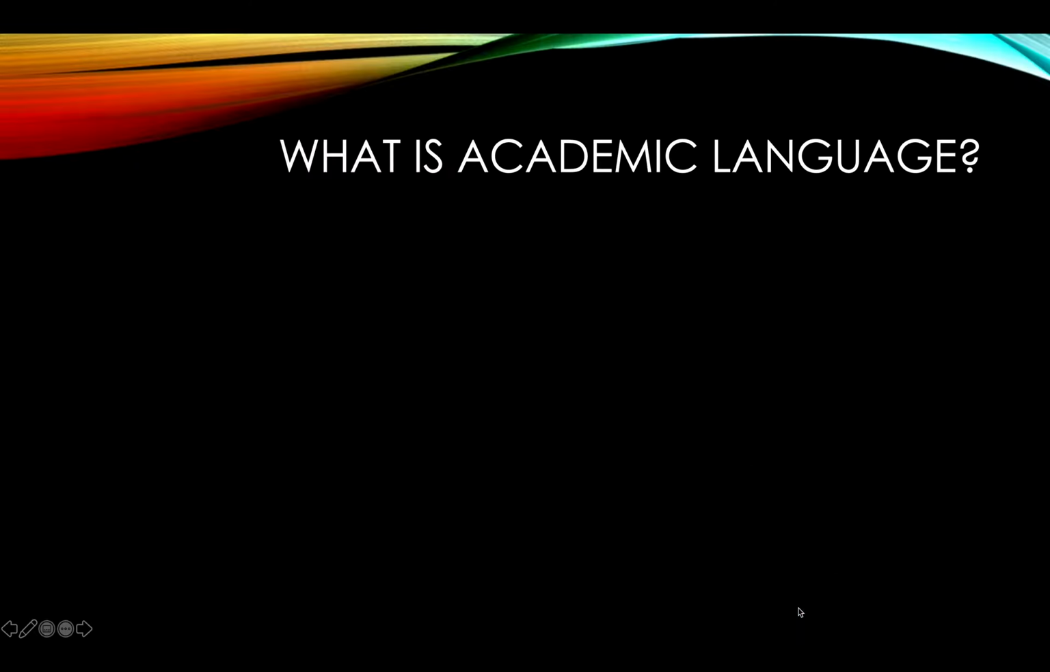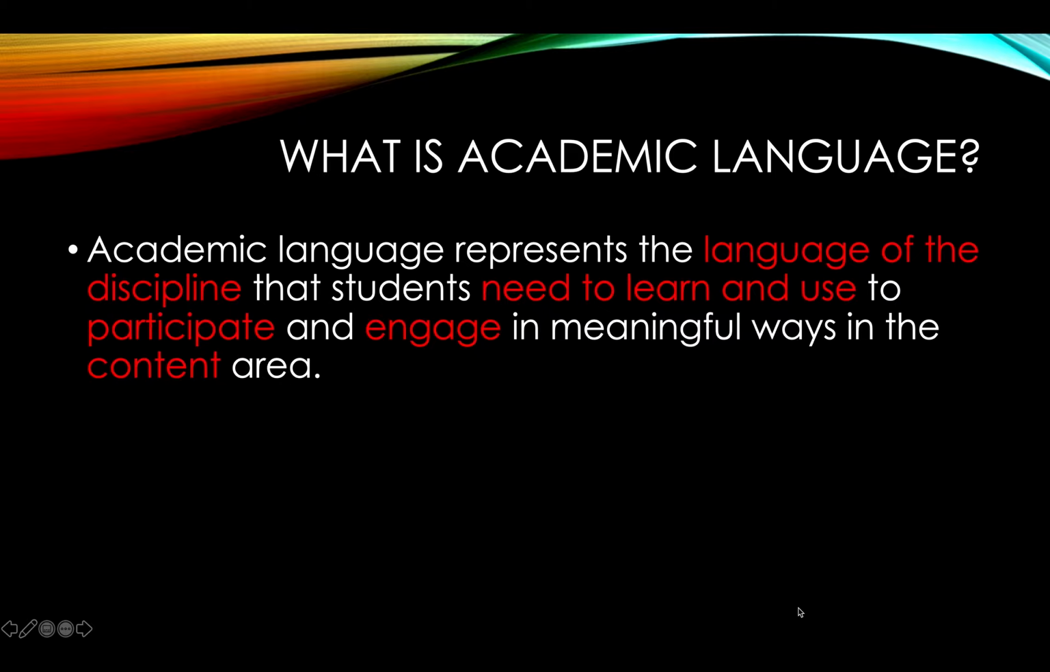So what are all of these 4 aspects of academic language? And I have put some key words here in red that I want to stand out to you. So it's the language of the discipline. So this is about your content, and it's language that your students need to learn and use. And use is such a key word, because we want them to use the language, not just memorize it and write it down for a weekly test. It also is used to participate and engage with the content.